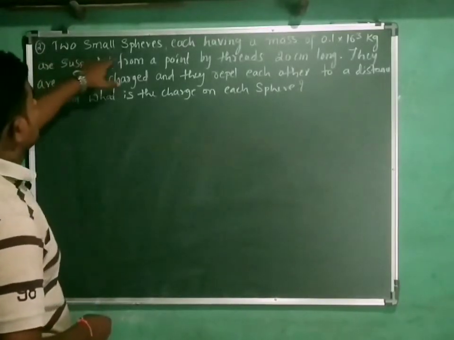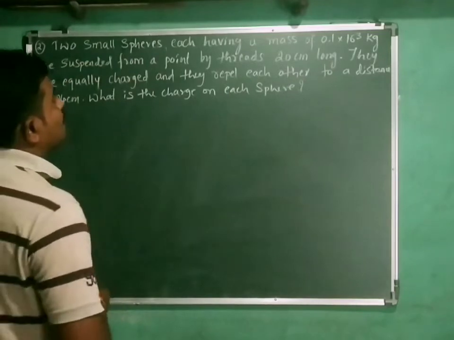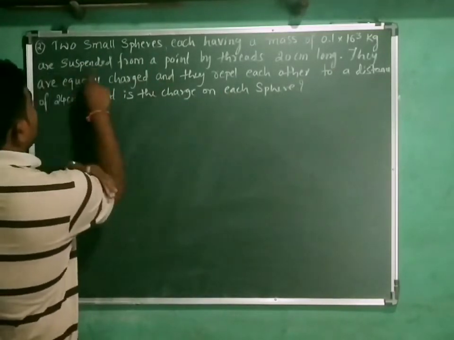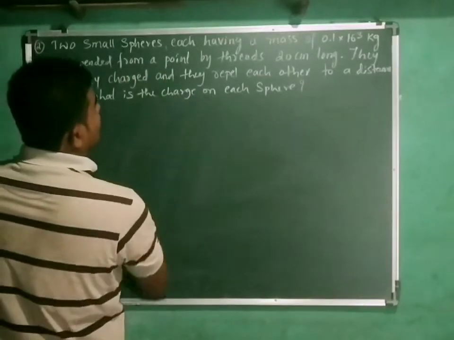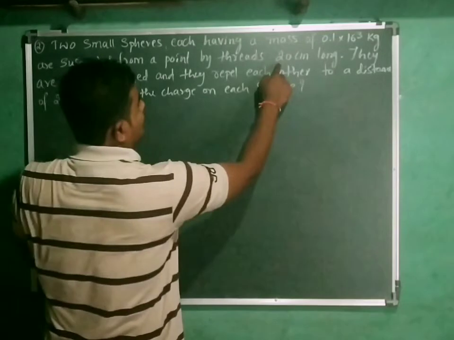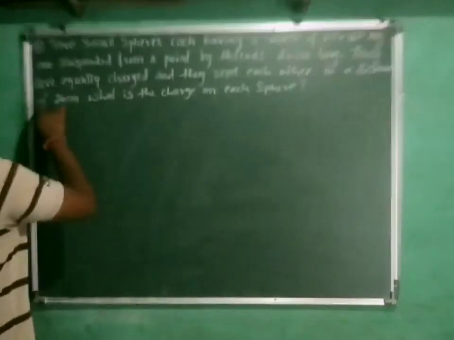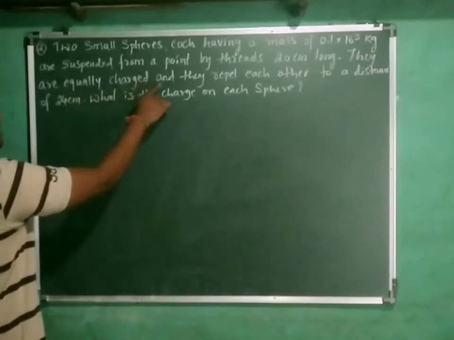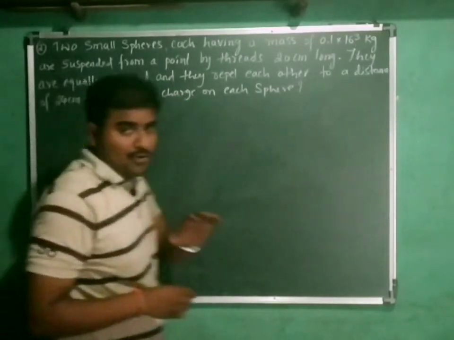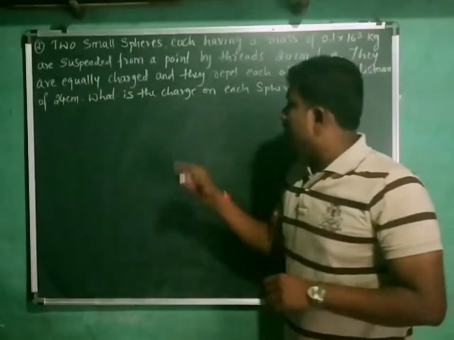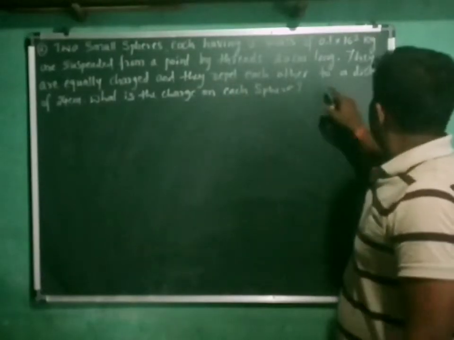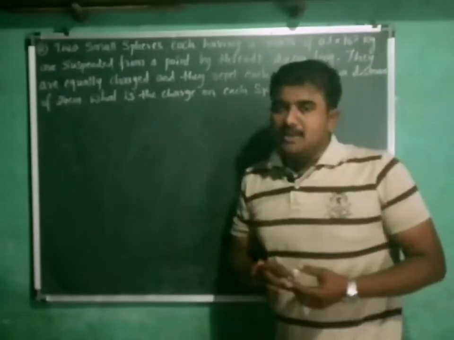Two small spheres, each having a mass of 0.1 into 10 to the power minus 3 kg, are suspended from a point by threads 20 centimeter long. Here the length of the thread is given as 20 centimeter. They are equally charged and they repel each other. It means the magnitude of charge is the same, and the polarity is also the same, then only they can repel each other to a distance of 24 centimeter.